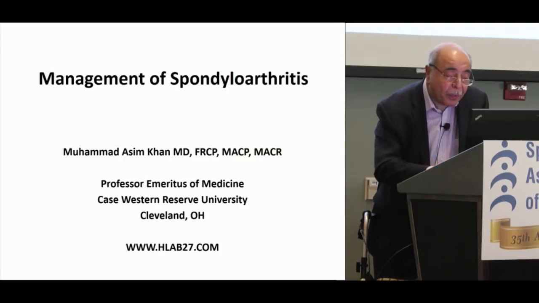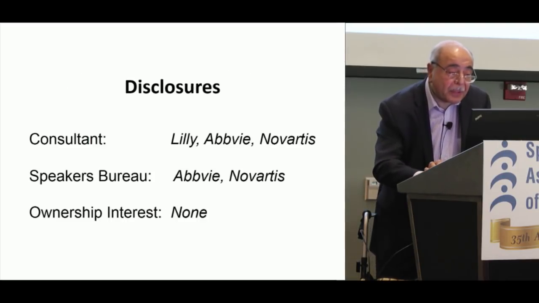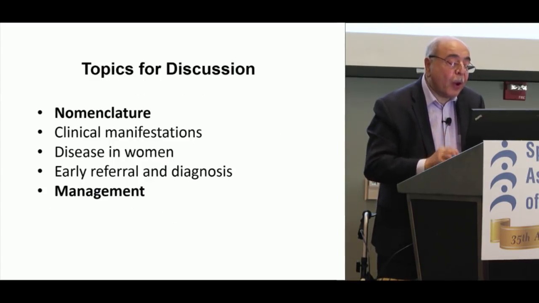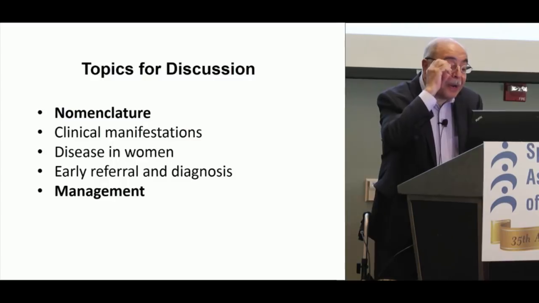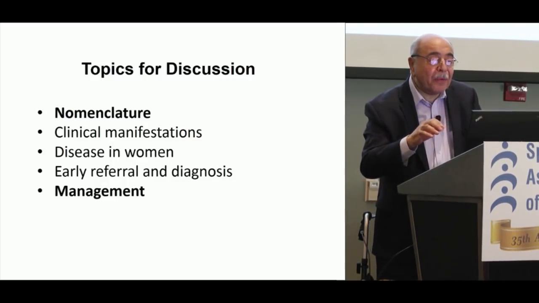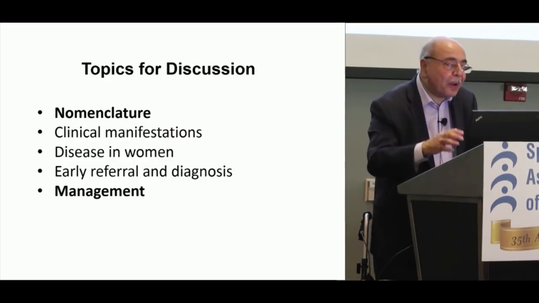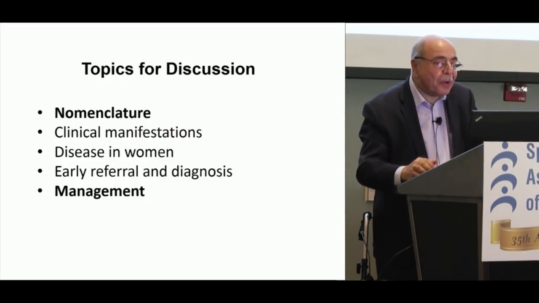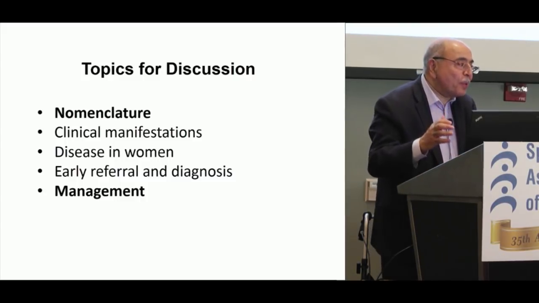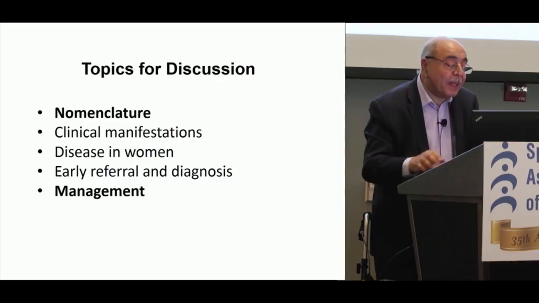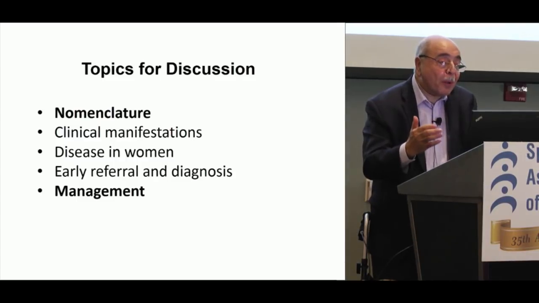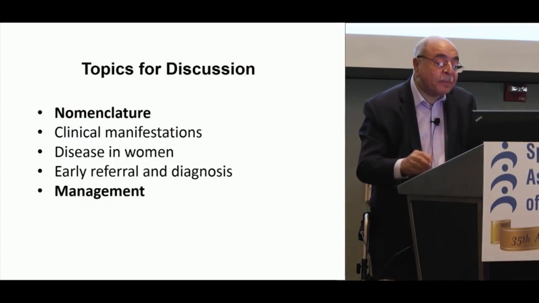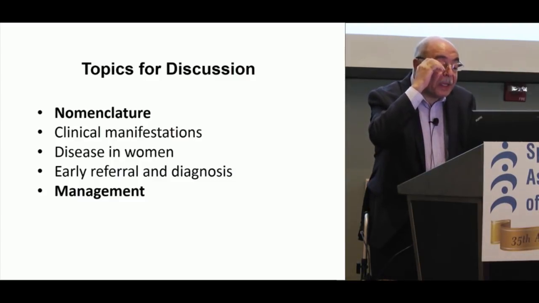I will start with, let's see, first slide. These are my disclosures, and the topics for discussion. You notice management is at the end, and I will start with just clarifying the name. For example, now we know ankylosing spondylitis, spondyloarthritis, and axial spondyloarthritis, undifferentiated, and so on. So it's quite confusing, and I would clarify that, and then briefly discuss clinical manifestations so that you know what are the problems patients face that need to be managed, because there are a lot of comorbidities as well.